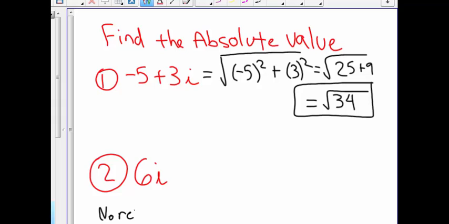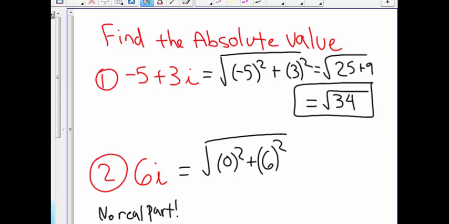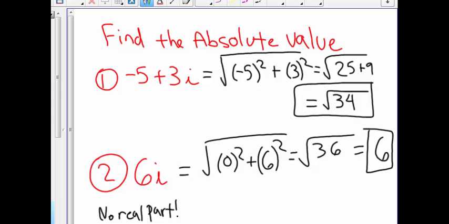Now 6i. Notice there's no real part here, so our a value is 0. You need to make sure you're distinguishing between the real part and the imaginary part. So what we have here is the square root of 0 squared plus 6 squared. When we simplify this down, we've got the square root of 36, and that is 6. So if we think about which one's closer, number 1 is closer to the origin than number 2 because it's not quite to 6 units.